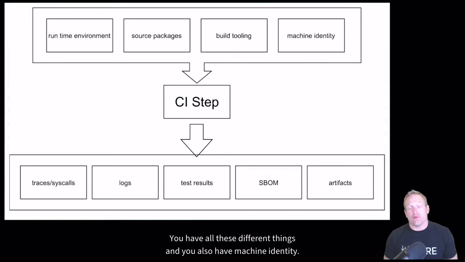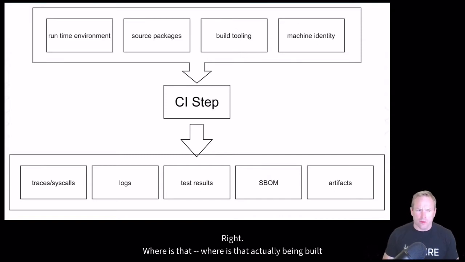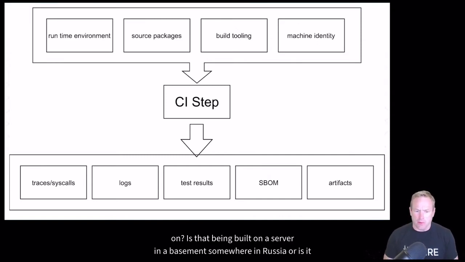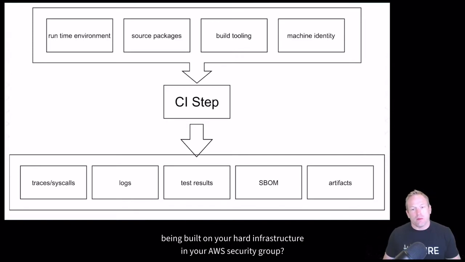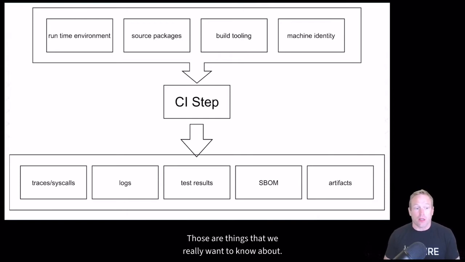And you also have machine identity. Where is that actually being built on? Is that being built on a server in a basement somewhere in Russia? Or is it being built on your hardened infrastructure and in your AWS security group? Those are things that we really want to know about.